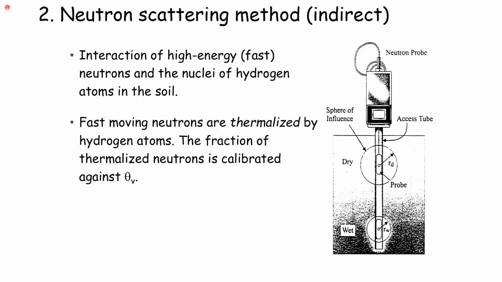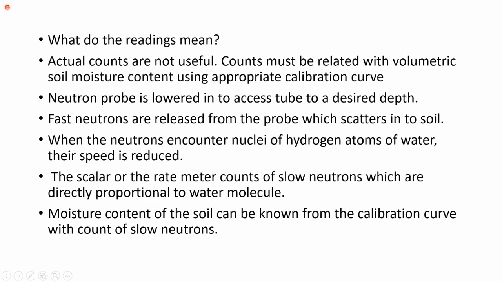After that, at any time when you get the reading, from the calibration graph you can get the moisture content. So that's why it is called an indirect method. Okay, so you measure the slowed-down neutrons, and if you have a calibration curve for different readings, showing what the moisture content is, then at any time after that, you can measure the moisture content by using the reading. So that is the principle of this method.